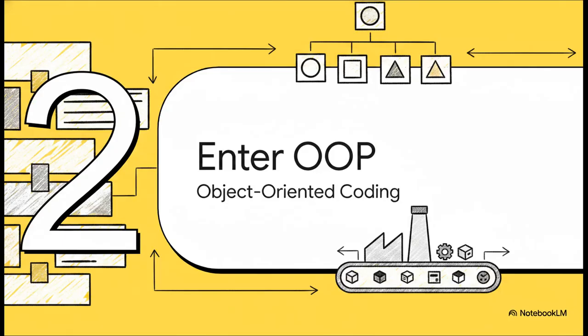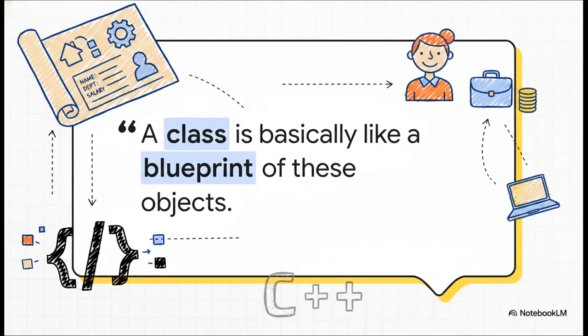Moving on to section 2. Enter object-oriented programming. I actually love this quote from our source material. A class is basically like a blueprint of these objects. It brilliantly illustrates the whole core concept of object-oriented programming. I mean, think of a class as defining how a teacher should look. It dictates that a teacher needs a name, a department, and a salary. But, and this is crucial, the class doesn't actually build the teacher yet. It's really just the architectural drawing sitting there on the developer's desk.